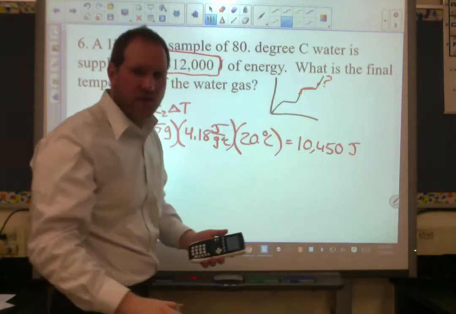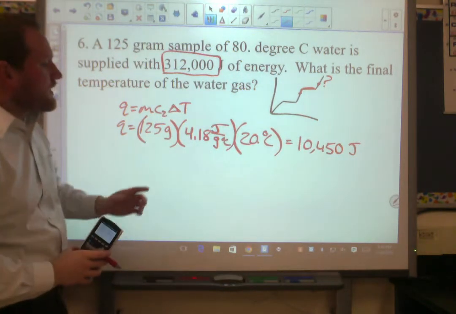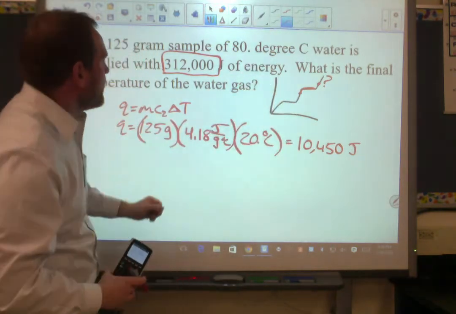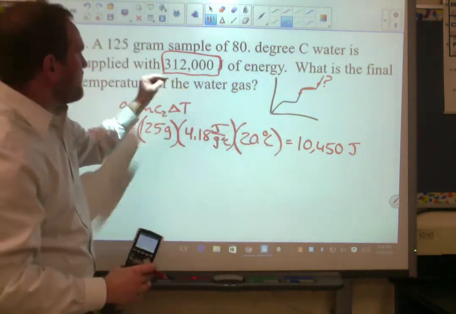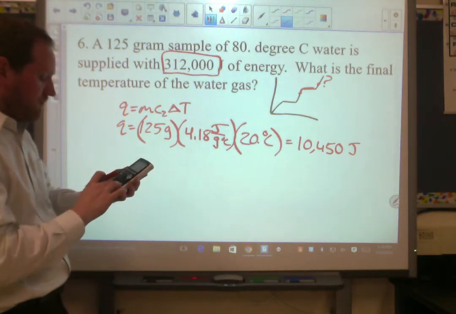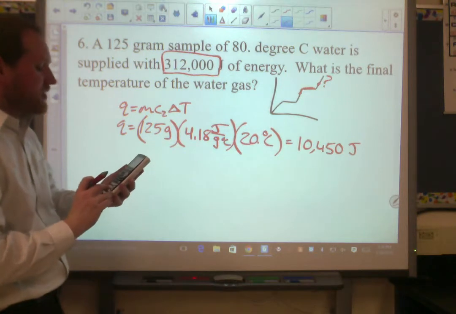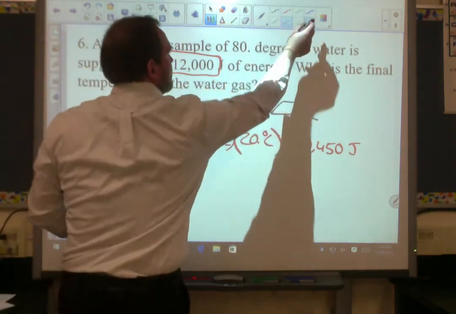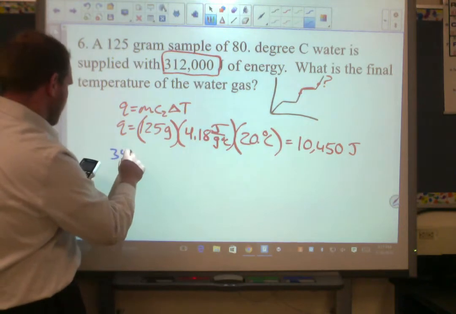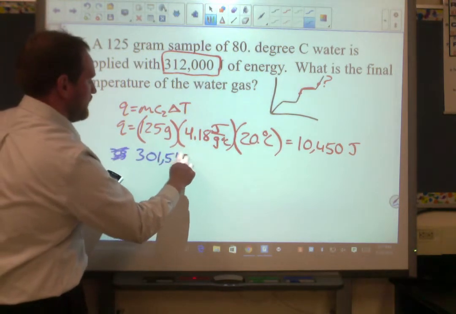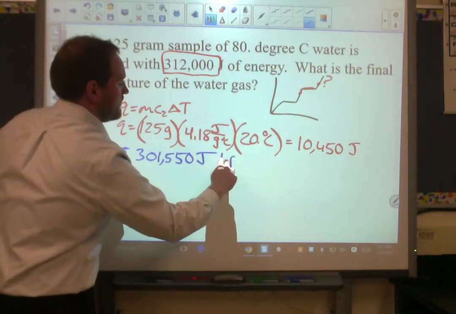We'll deal with sig figs at the end. So what that means is that's how many joules are needed just to heat this hot water up to 100. We're going to subtract this from that to see how many are left over. So 312,000 minus that answer gives me 301,550 joules left. And I like to write that: 301,550 joules left. Left to do what?